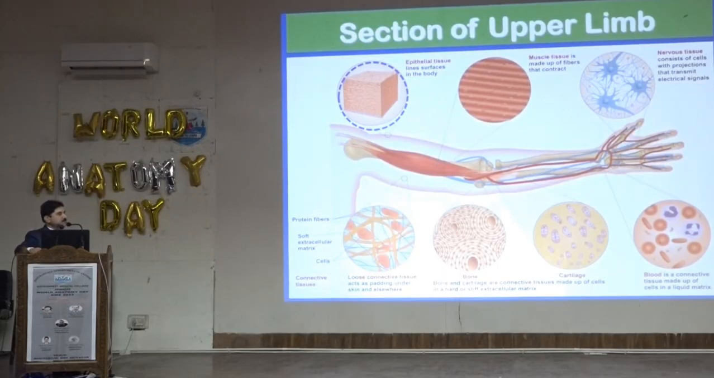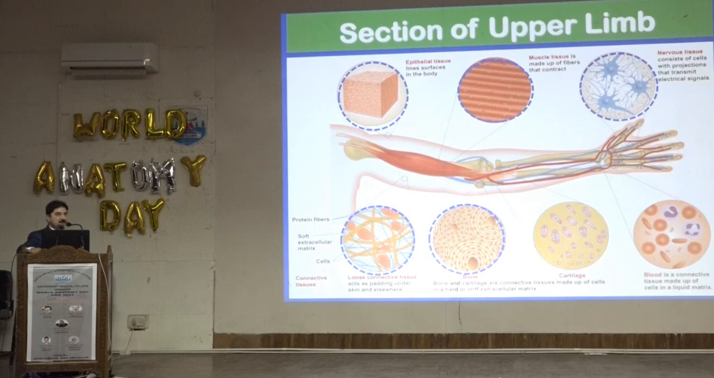If we take section of any part of the body, let it be upper limb. We start from epithelium, which covers it, skin, which is lined by stratified squamous keratinized epithelium. After reflecting the skin, we come across subcutaneous tissue, which is an example of loose connective tissue. Deeper to that, we have deep fascia, which is an example of dense connective tissue. Then we have muscles attached to the bones, and these muscles are innervated by nerves.